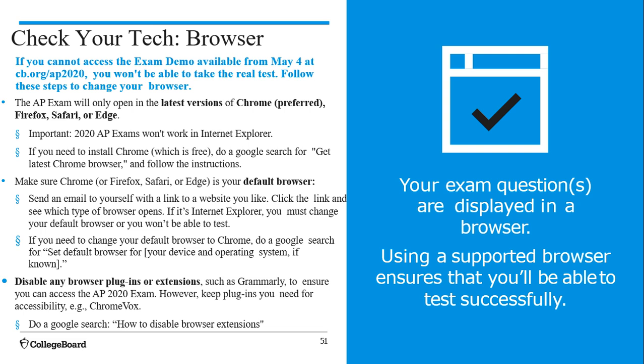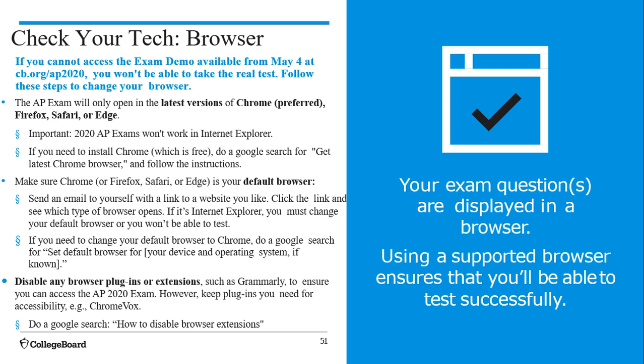All right, check your tech browser. This is an important piece. If you cannot access the exam demo available for May 4th, you won't be able to take the exam. Follow these steps to change your browser. So this is an important little step here. The AP exam will only open in the latest version of Chrome preferred, Firefox, Safari, or Edge. 2020 exams won't work in Internet Explorer. If you need to install Chrome, which is free, do it at Google, search for Get Latest Chrome Browser, and follow instructions. Make sure Chrome, Firefox, Safari, or Edge.